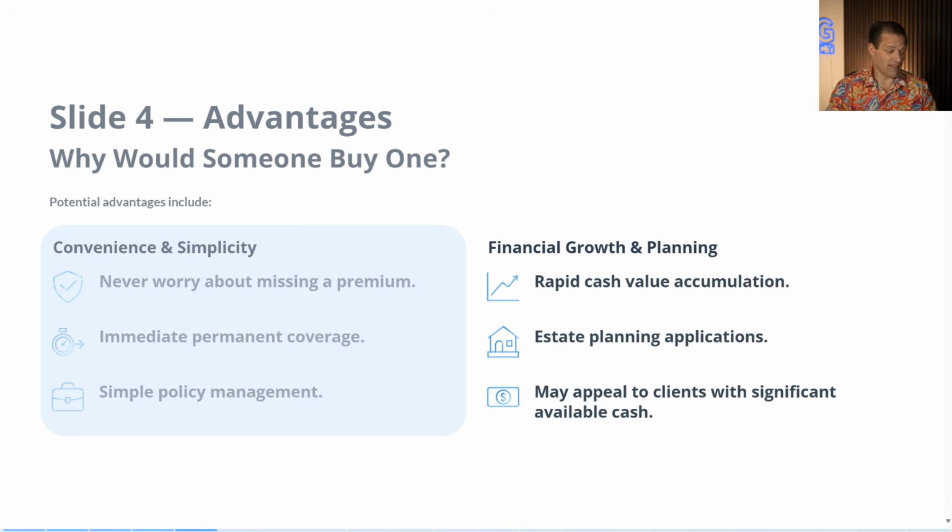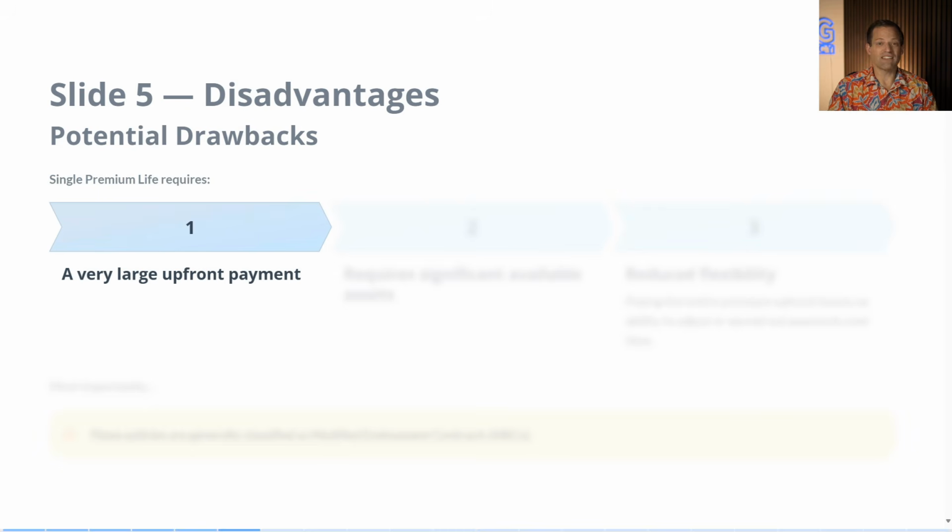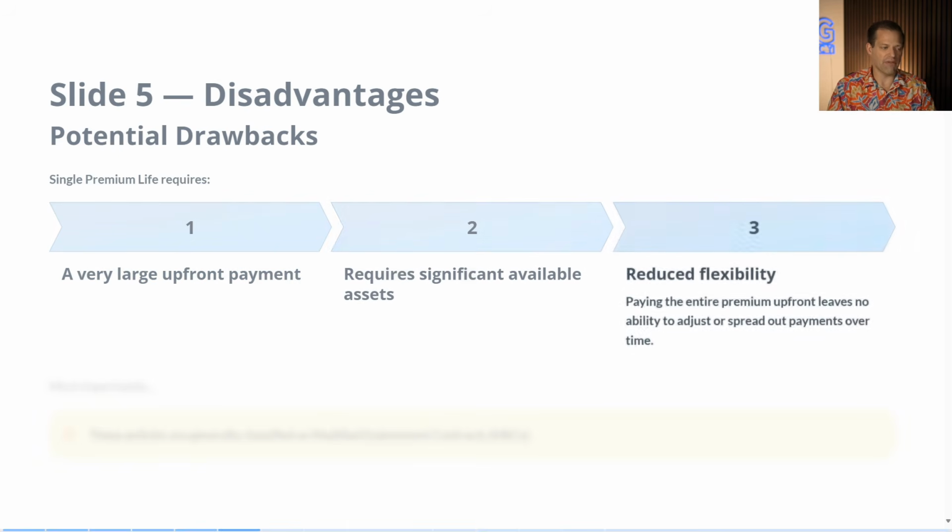I see this a lot with estate planning, and it may appeal to clients as significant available cash. Let's talk about the drawbacks, because there's no plan that's perfect, as you know. Single premium life requires a ton of money. You've got to have cash laying around doing nothing to put into a policy like this, and it requires significant available assets and has reduced flexibility. So paying the entire premium up front leaves no ability to adjust or spread out the payments over time.